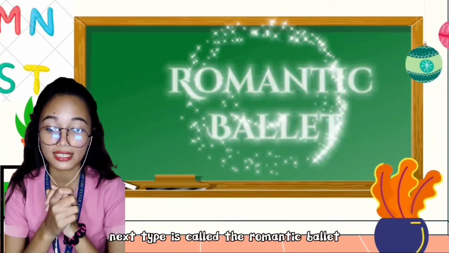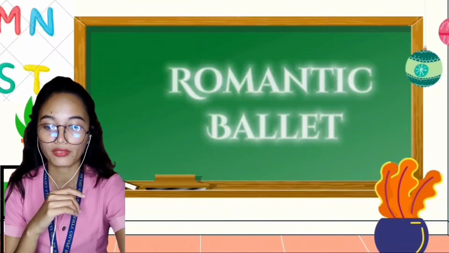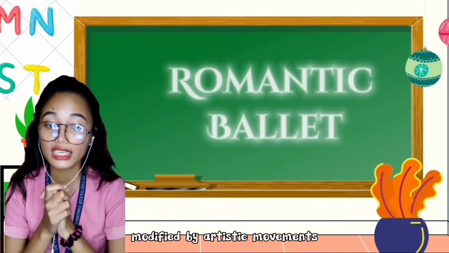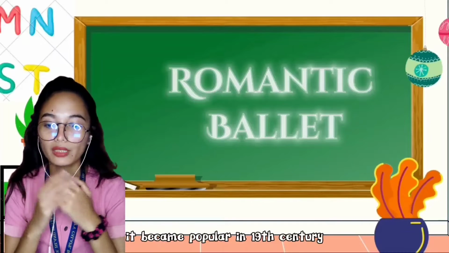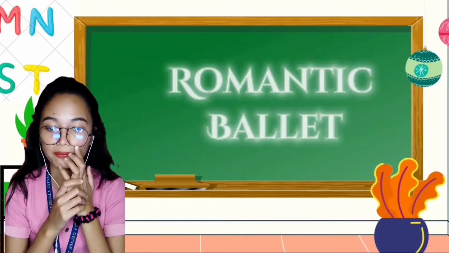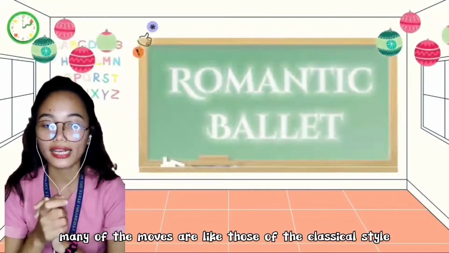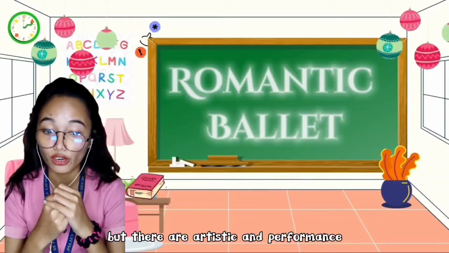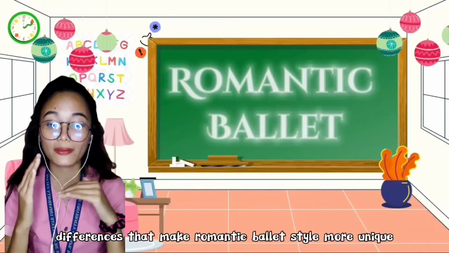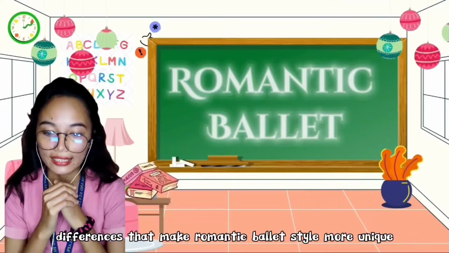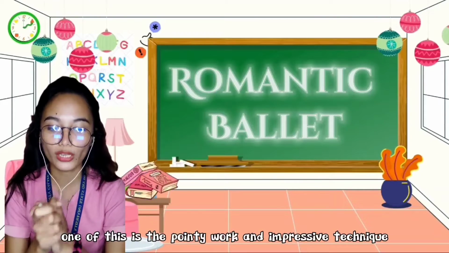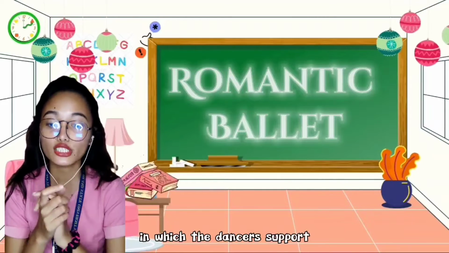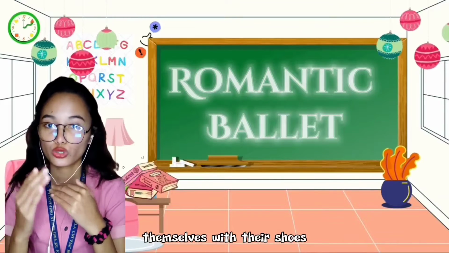Next type is called the romantic ballet. This is a classical type of ballet modified by artistic movements. It became popular in the 19th century. Many of the moves are like those of the classical style, but there are artistic and performance differences that make romantic ballet style more unique. One of these is the pointe work, an impressive technique in which the dancers support themselves with their toes.